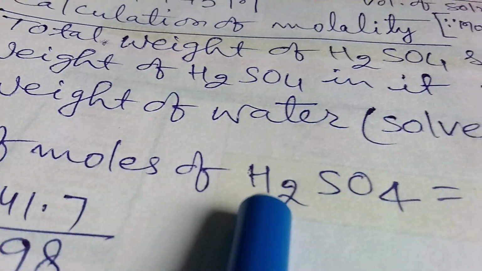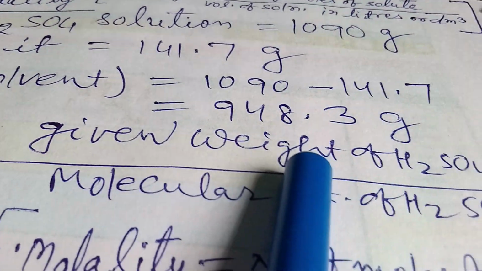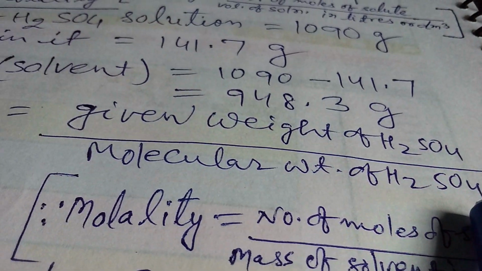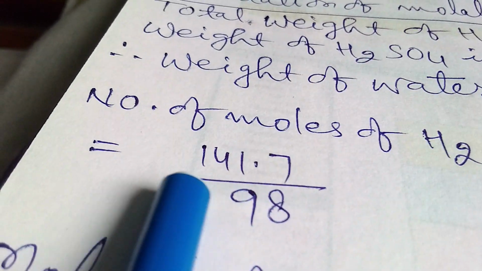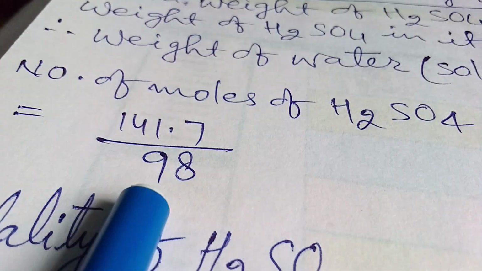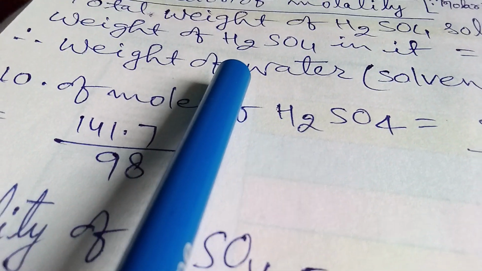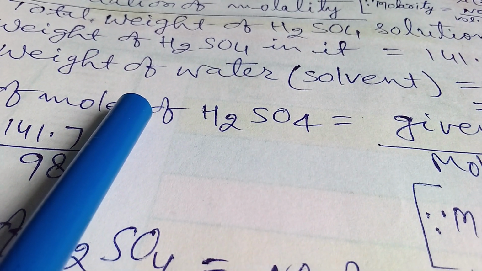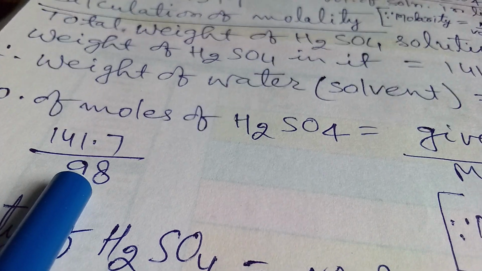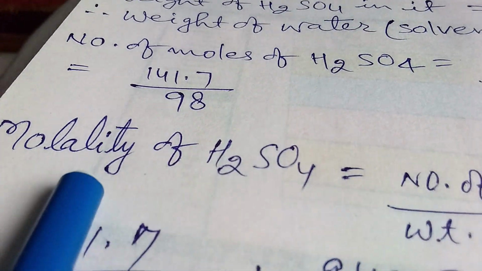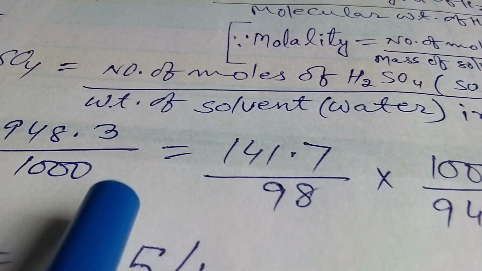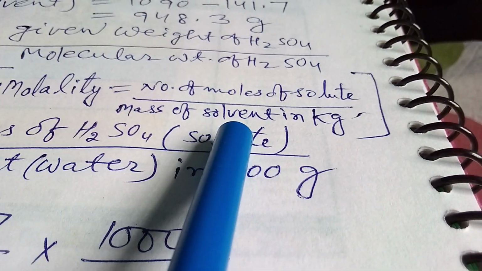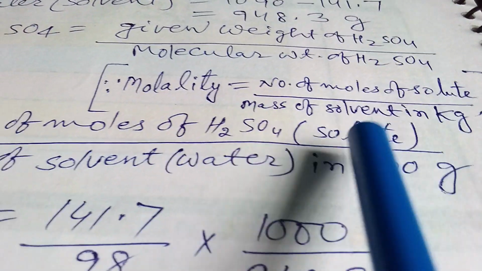So, number of moles of H2SO4 is equal to given weight of H2SO4 divided by molecular weight of H2SO4. So, given weight is 141.7 by 98, because just now while we were calculating molarity, we calculated the molecular mass of H2SO4 and that is 98. And now, you know that molality is equal to number of moles of solute divided by mass of solvent in kilogram.